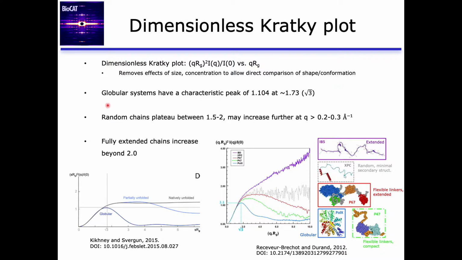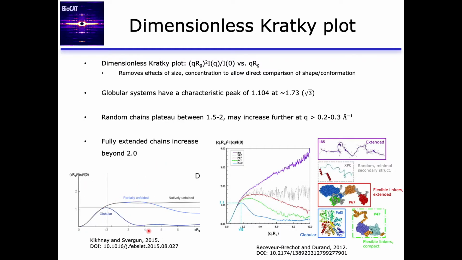It turns out that globular systems have a very characteristic shape. They tend to have this very Gaussian bell-like shape, shown here, and they have a peak of 1.1 at square root of 3, which is about 1.73. Random chains, so natively unfolded systems, come up and have a plateau somewhere between 1.5 and 2, and then at high Q, they might increase further due to hydration effects. And fully extended chains just continue increasing beyond 2.